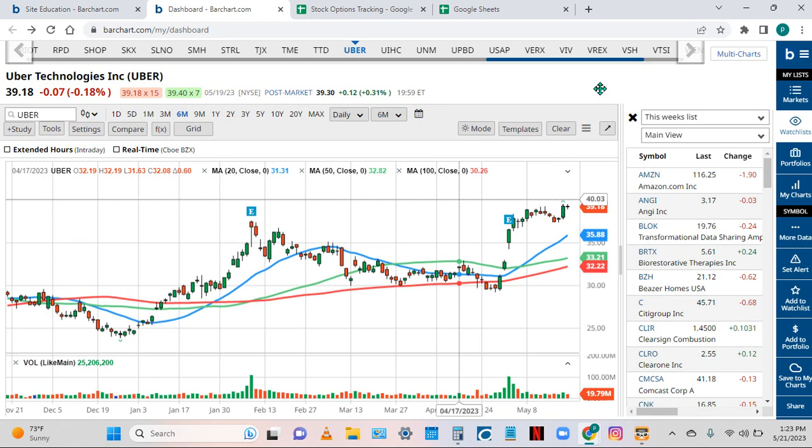So Uber, I really like, because Uber got beat up pretty good too in the sell-off. That is now trading over this pivot high right here. Can you guys see that? So that looks great. Uber looks higher regardless of fundamentals.